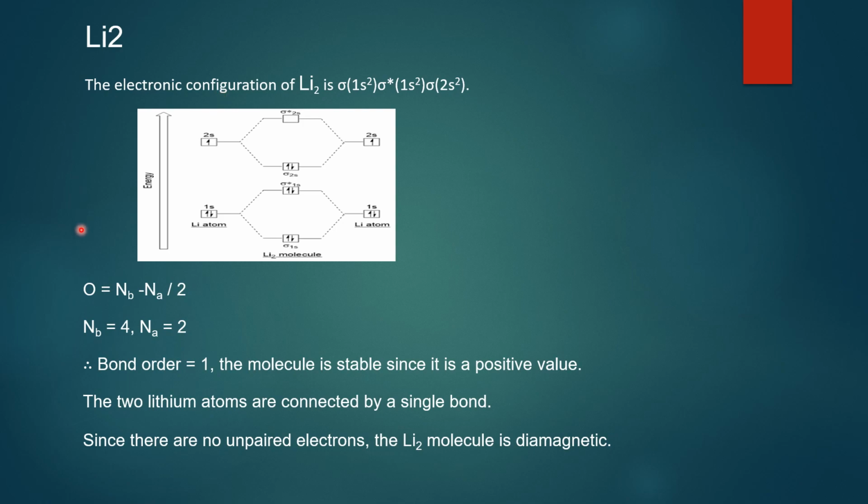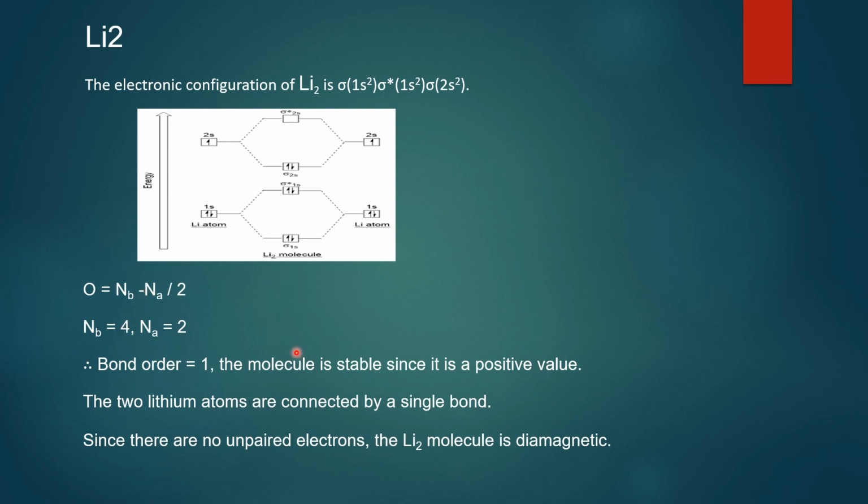The next thing is calculation of the bond order. The number of electrons in bonding is 4 and the number of electrons in anti-bonding is 2. (4 minus 2) by 2, that is 2 by 2. The answer is a bond order of 1. The molecule is very stable since it has a positive value. The two lithium atoms get connected by a single bond. That is the reason a single bond is present between the two lithium atoms in the lithium molecule.